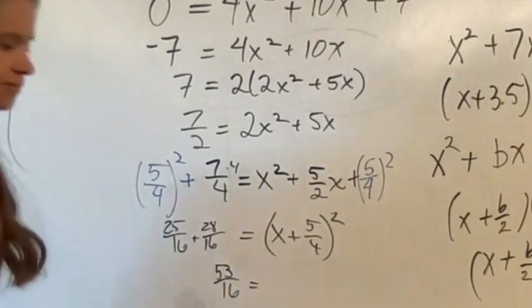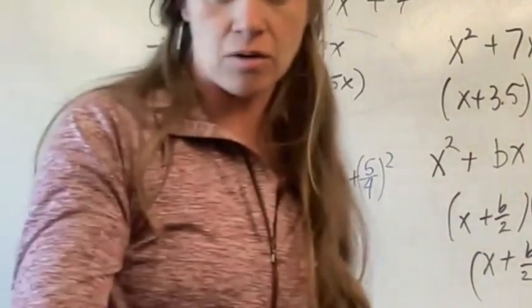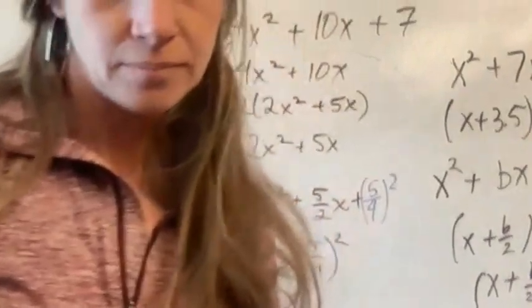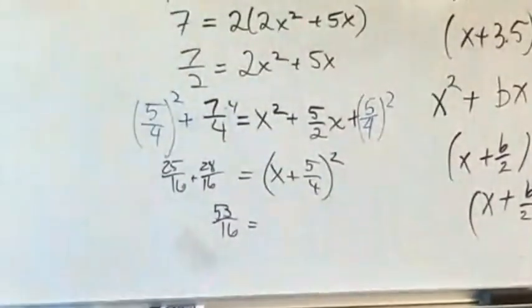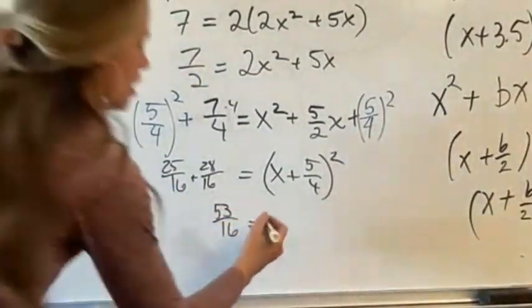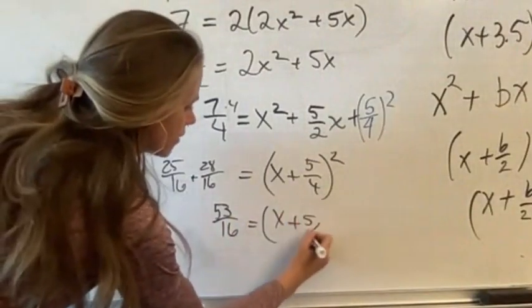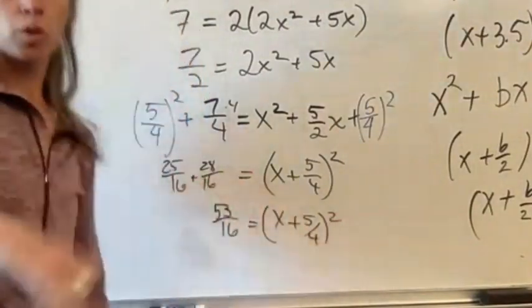53/16 equals that. Okay, let's stay in call, please. All right, so where am I? Let's see. We've got this yucky thing over here: x plus 5/4 squared. We can square root both sides.